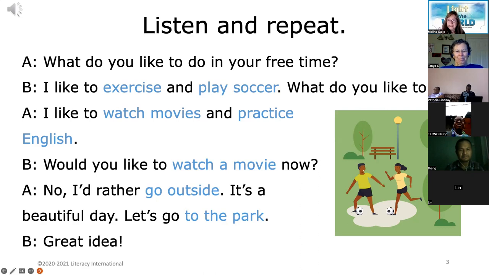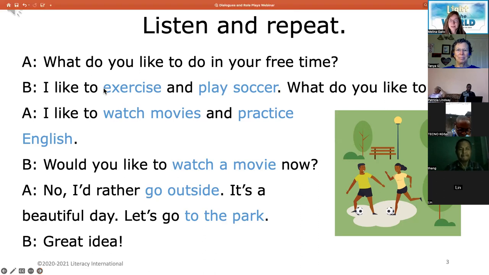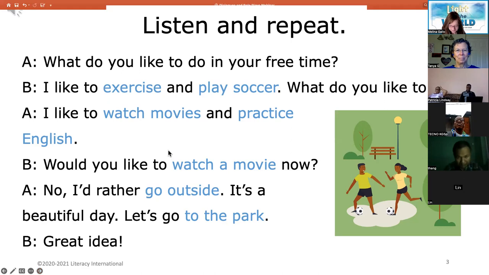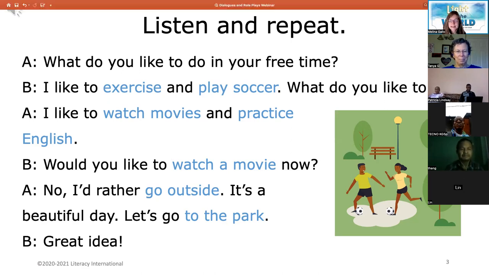But the more advanced students, you could challenge them to give their own real answers. So maybe they don't like to exercise and play soccer, for example. I don't. Maybe they like to read books and go kayaking. So they would substitute the words that apply to them for the blue words. So that's one way that we can build upon these standard dialogues that are found in each lesson.